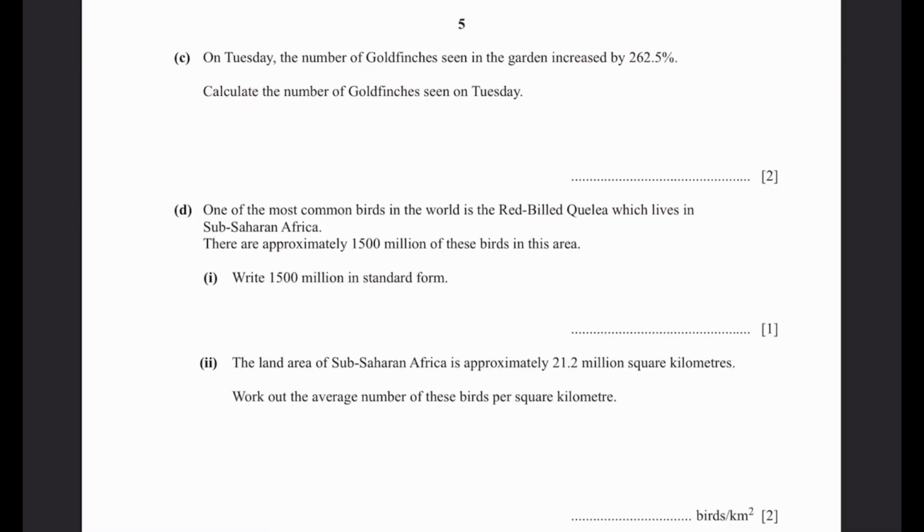On Tuesday, the number of goldfinches seen in the garden increased by 262.5%. Calculate the number of goldfinches seen on Tuesday. So first of all, an increase of 262.5%, it means 262.5 plus 100, 362.5% of the original.